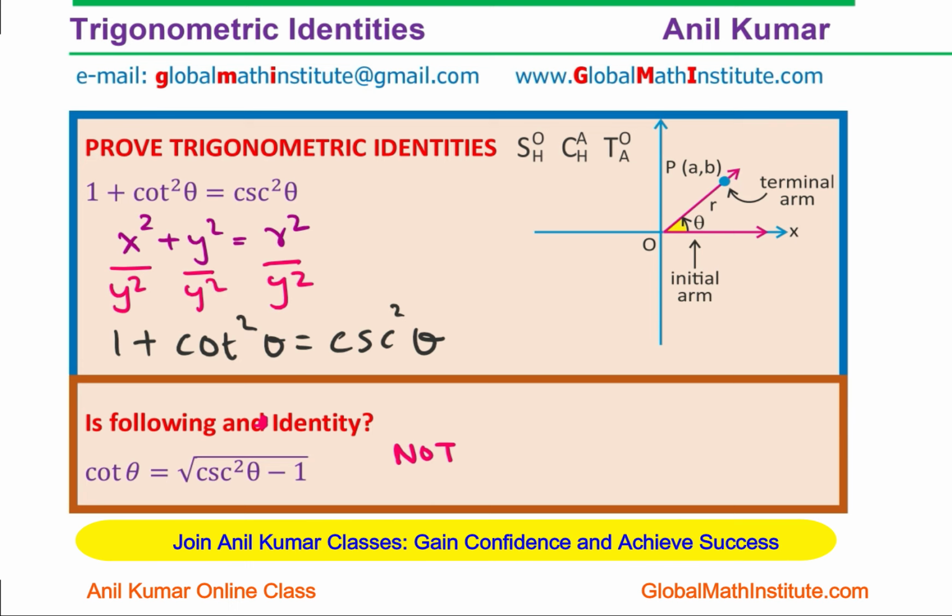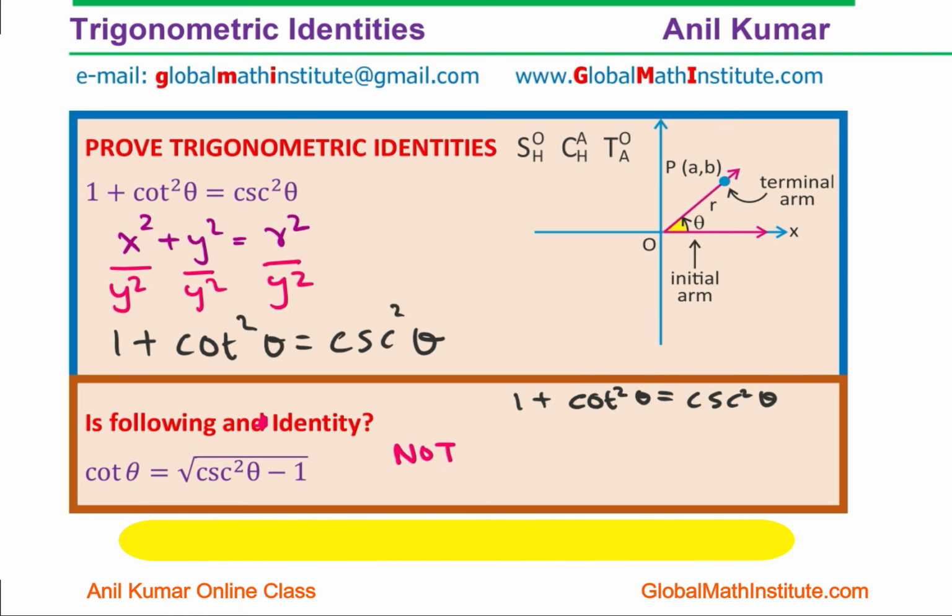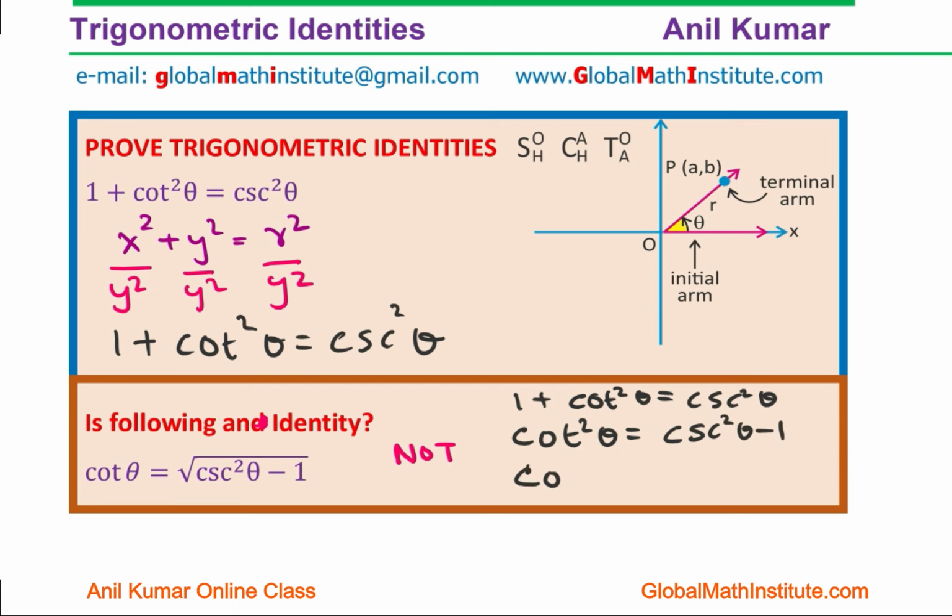Let's also look into this as it is a common mistake. So 1 plus cot square theta equals cosecant square theta. We can isolate cot squared theta, right? Of course we can. And we can write this as cosecant square theta minus 1 and then take the square root. So when you take the square root, we get cot theta equals what? We get square root of cosecant square theta minus 1, right? It looks like an identity.